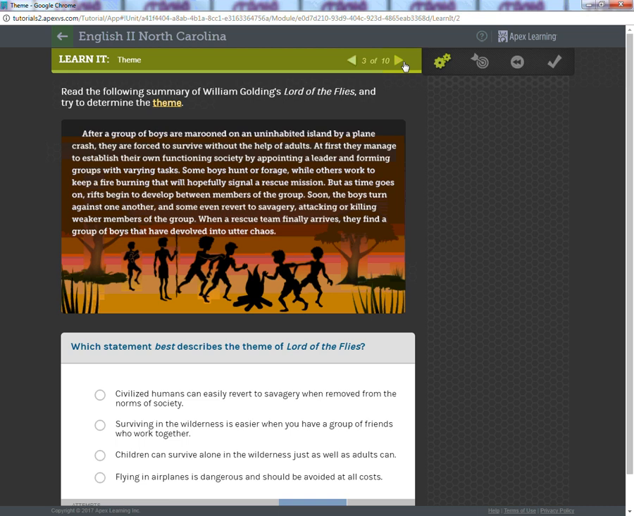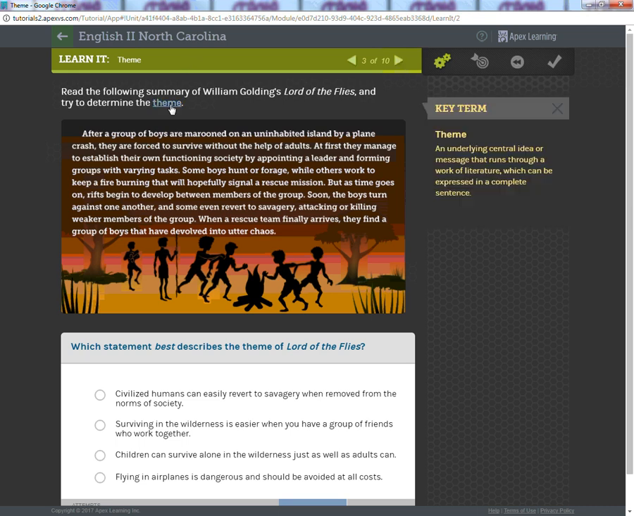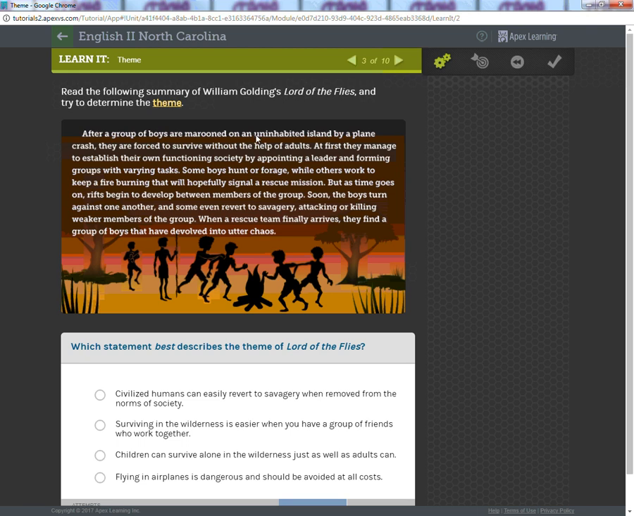So let's read the summary of William Golding's Lord of the Flies and try to determine the theme. After a group of boys are marooned on an uninhabited island by a plane crash, they are forced to survive without the help of adults. First thing I see is uninhabited. I can see the prefix un. I know that means not or opposite. So it's not inhabited, so it's an abandoned island.